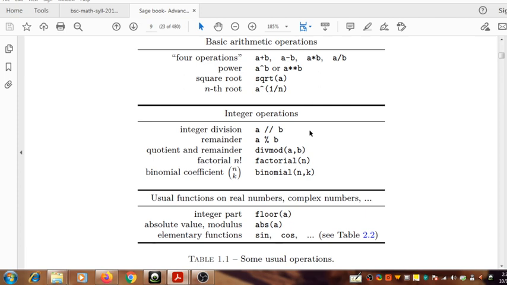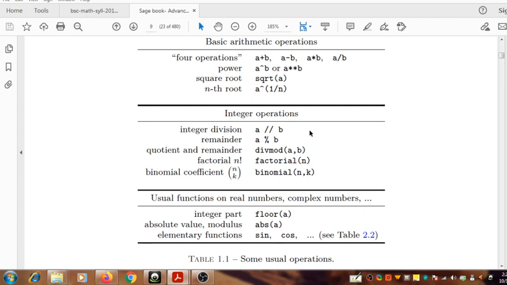Next one is the binomial coefficient. That is nCk. The binomial coefficient is obtained by using binomial, and then in brackets n comma k can be given.